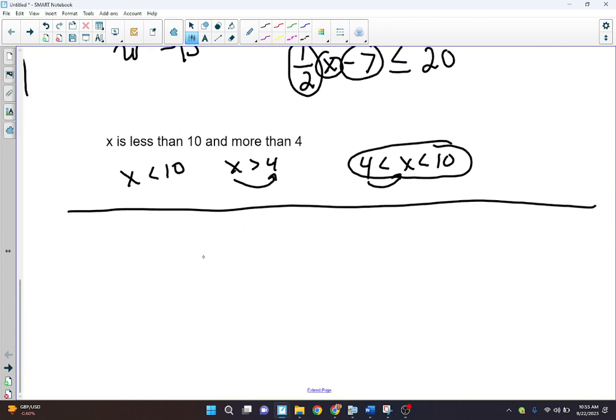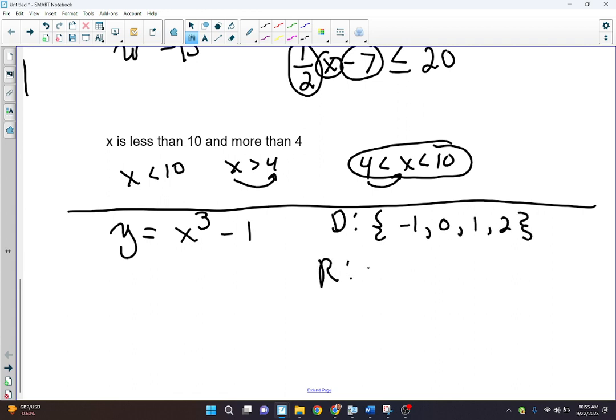All right. Next part is functions. So y equals x to the third power minus 1. Give me the domain. Here's the domain. Let's put -1, 0, 1, 2. Please give me the range. So you've got to find the range.